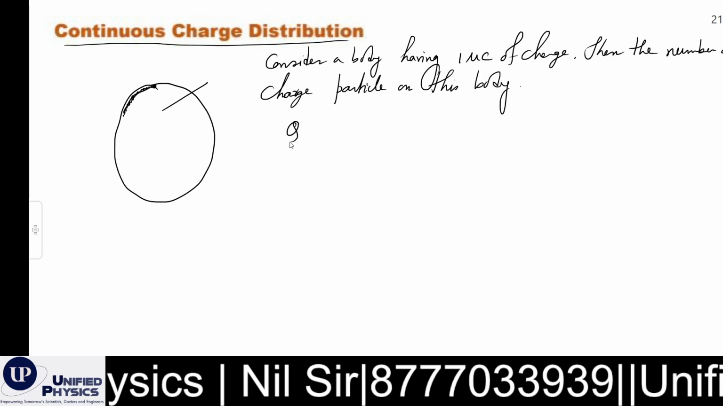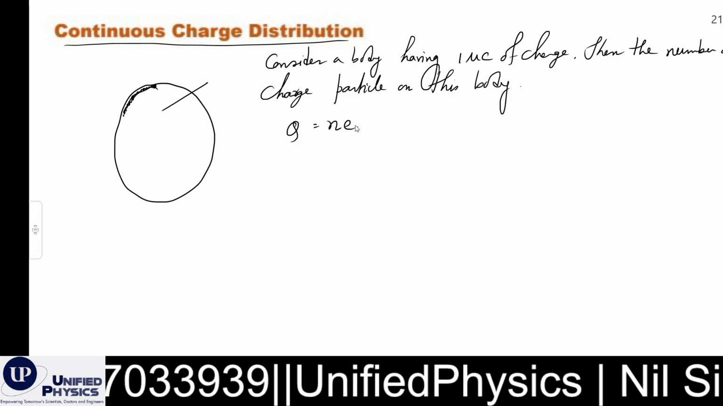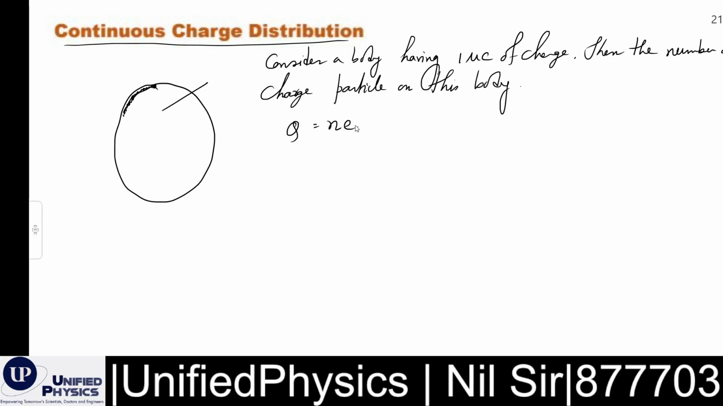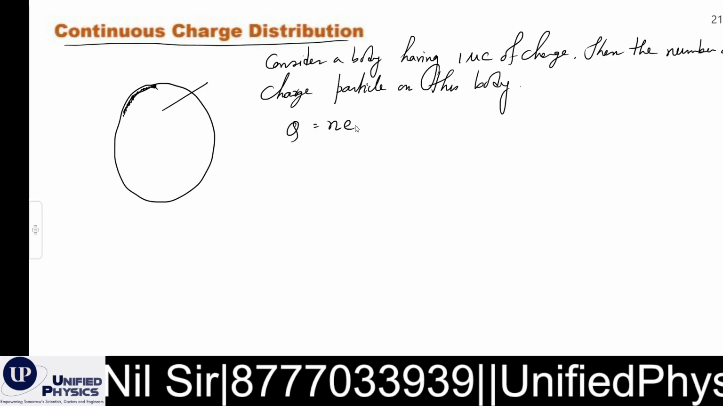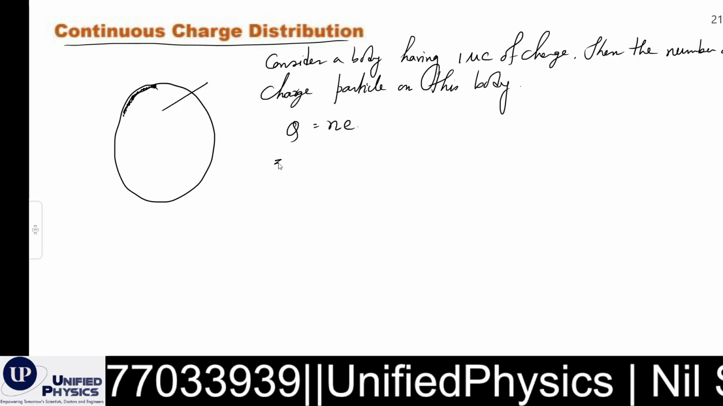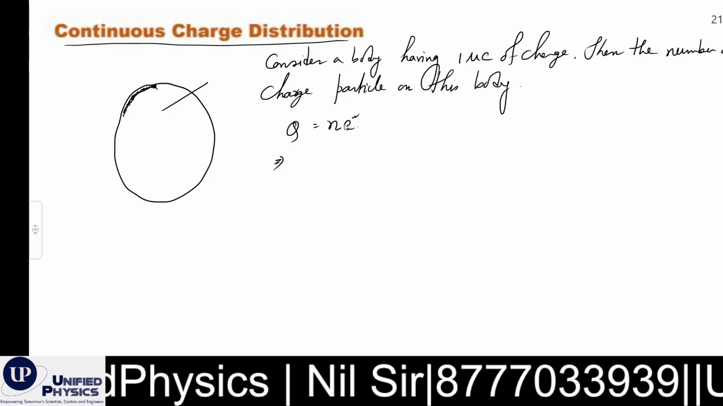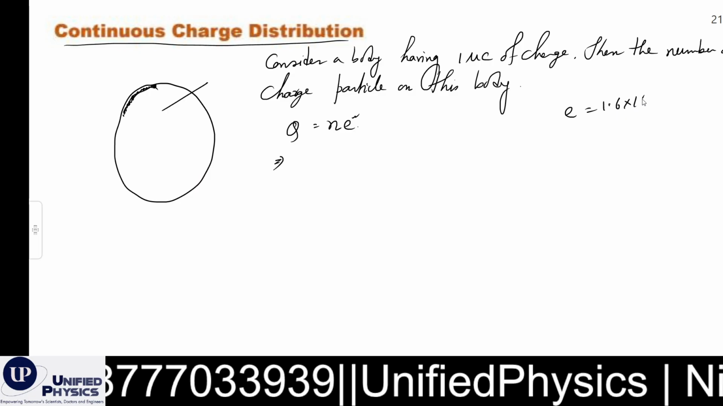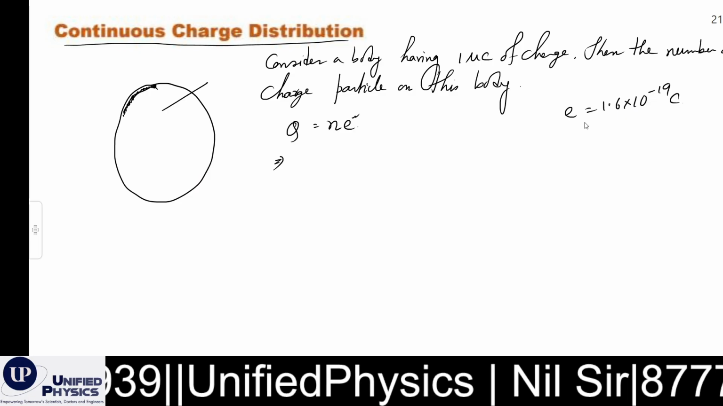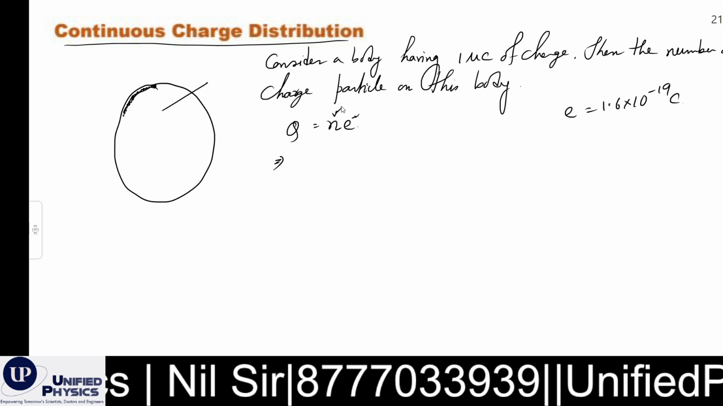So we know Q equals N into E. Let us assume there is one kind of charge, so I don't get confused between positive and negative charge. This could be either positive charge or negative charge. E is the charge of each charge particle, that means E is equal to 1.6 into 10 to the power minus 19 coulomb, and n is the number of particles.